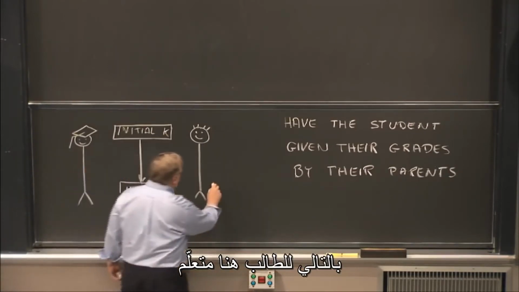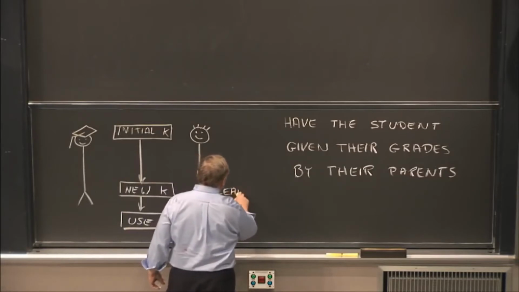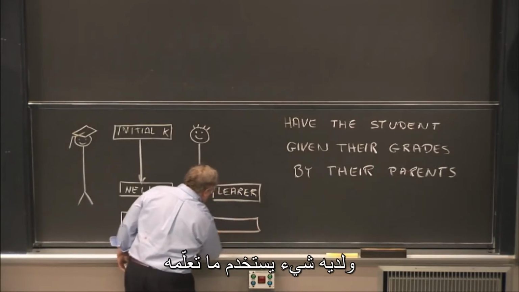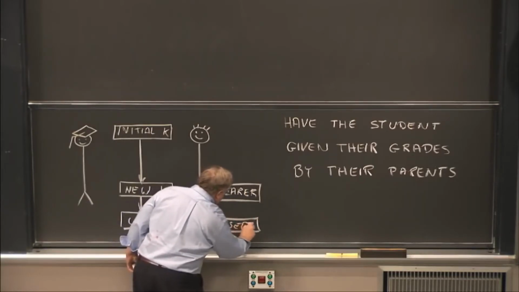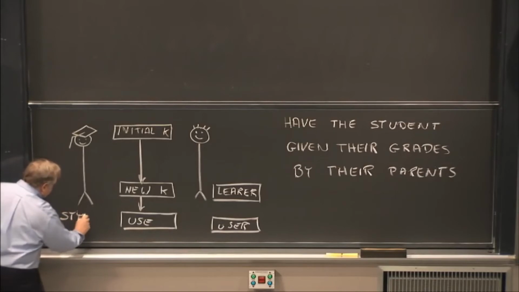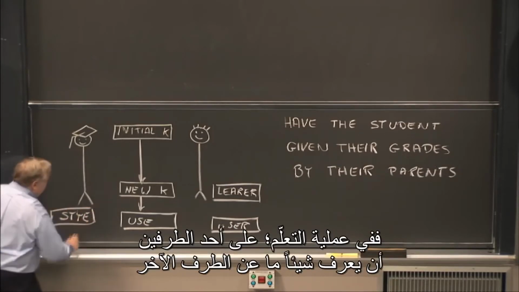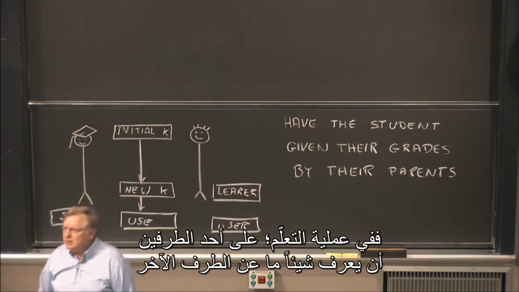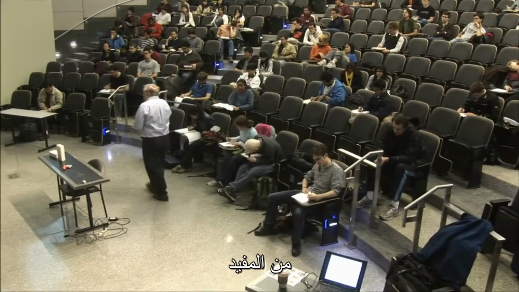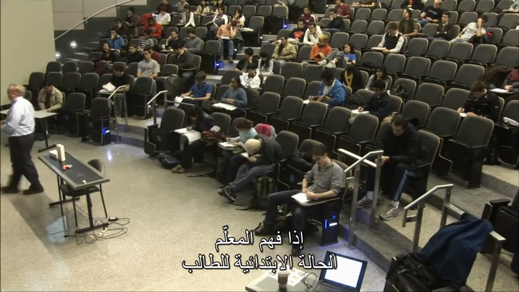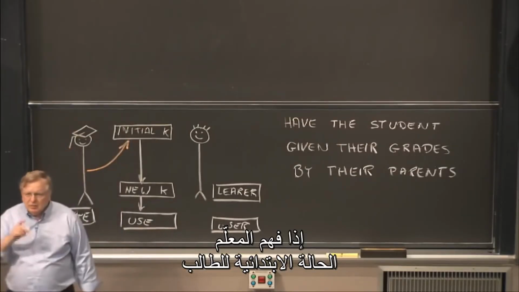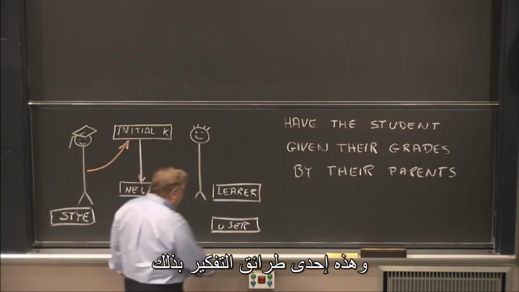So the student over here has a learner, and he has something that uses what is learned. And the teacher over here has a style. So if any learning is to take place, one side has to know something about the other side. For example, it's helpful if the teacher understands the initial state of the student. And here's one way of thinking about that.